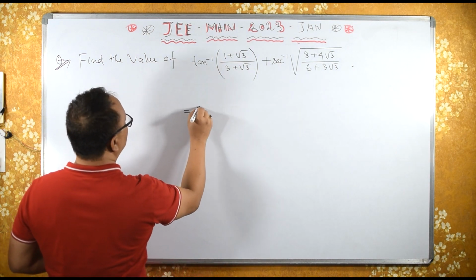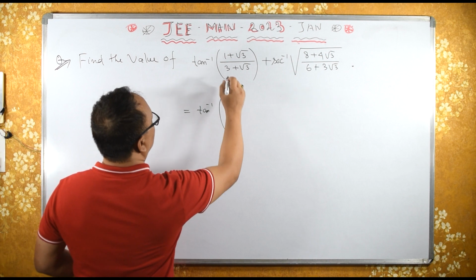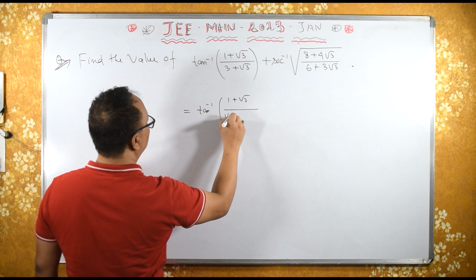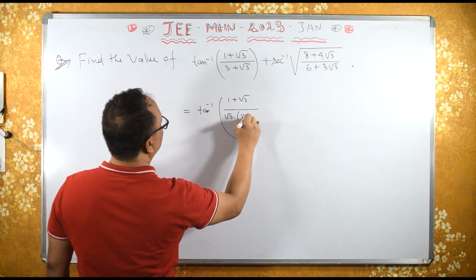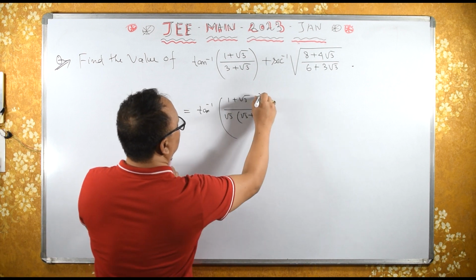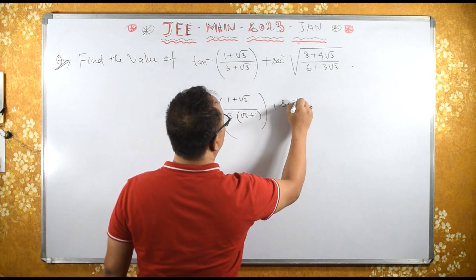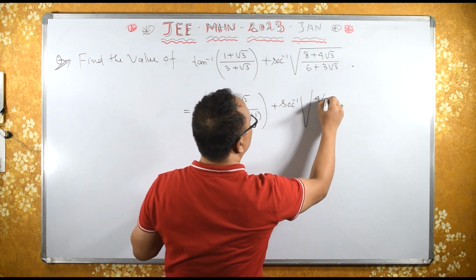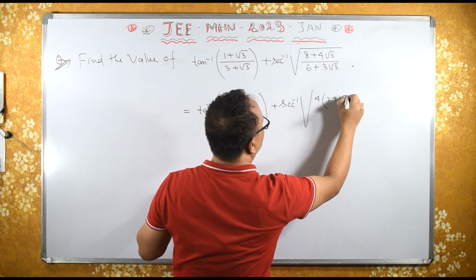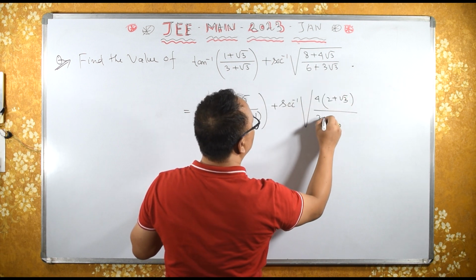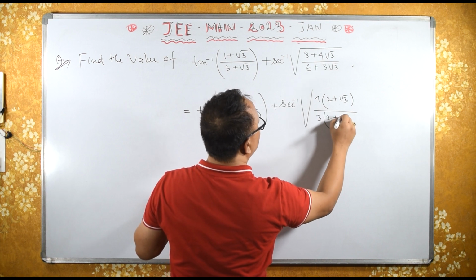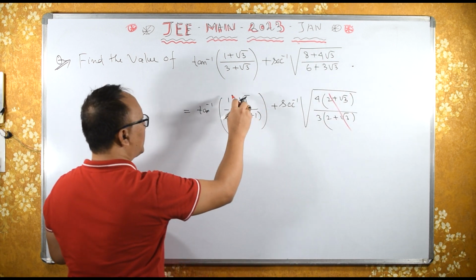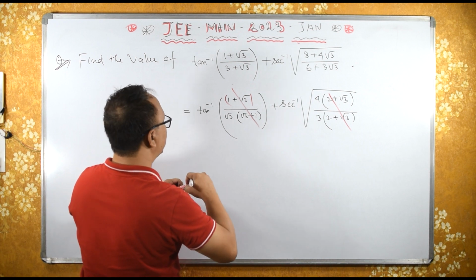This equals tan inverse of (1 plus root 3) upon, from here I can, if I take root 3 common, root 3 plus 1, plus sec inverse square root of, from here I can take 4 common, 4 into (2 plus root 3), and here I can take 3 common, 3 into (2 plus root 3). Now this gets cancelled, 1 plus root 3, so root 3 plus 1 gets cancelled.